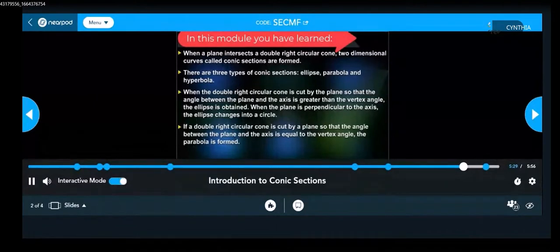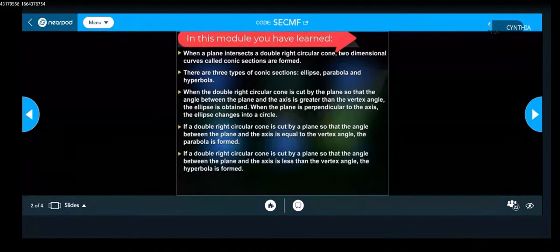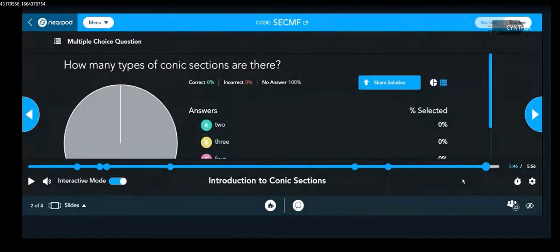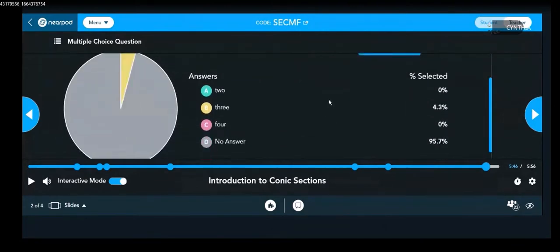If a double right circular cone is cut by a plane so that the angle between the plane and the axis is less than the vertex angle, the hyperbola is formed. And if a plane intersects the double right circular cone at its vertex, the figures formed are called degenerate conics. It's a lot of words. So study that study set. You've got one more question. How many types of conics are there? Do y'all remember? Is it 1, 2, 3, or 4? And if you're not in the Nearpod, type in the chat box. Is it 2, 3, or 4?